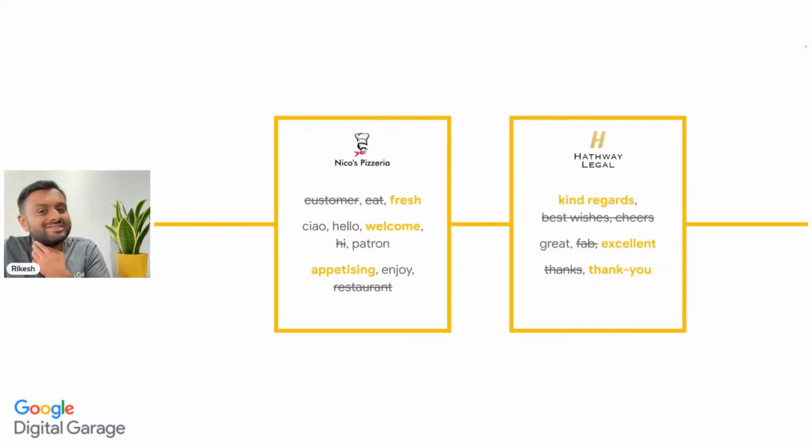If we look at this with an example with our two businesses, with Nico's Pizzeria, they don't refer to their customers as customers. You can see the word customer is crossed out there. They refer to their customers as patrons. That's the word that they use. So in any communication, whether it be through any of their social media platforms or on their website, they only refer to them as patrons. Similarly, you can see they use words like ciao and welcome and appetizing and fresh.